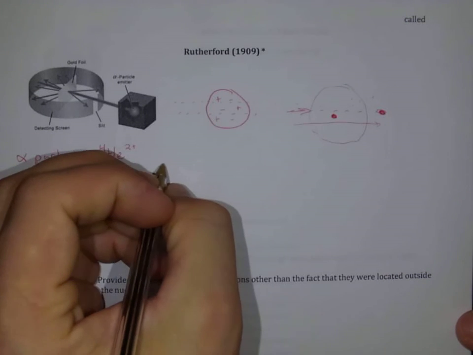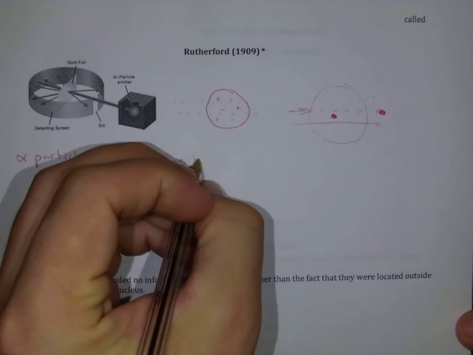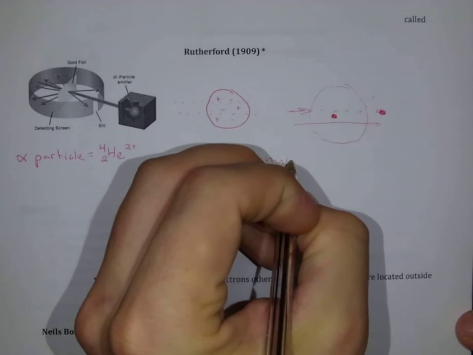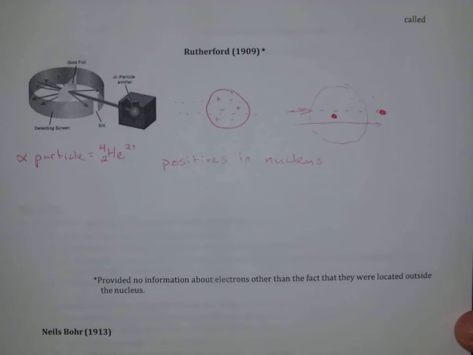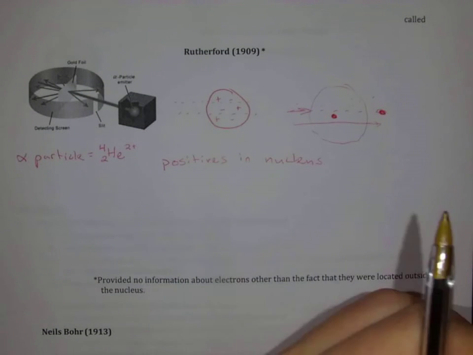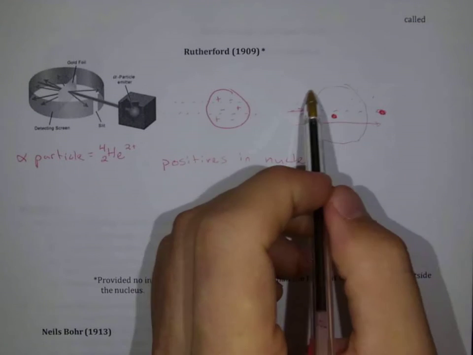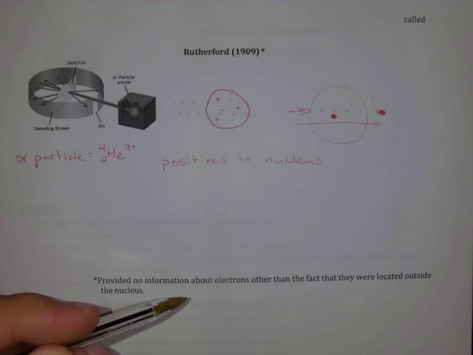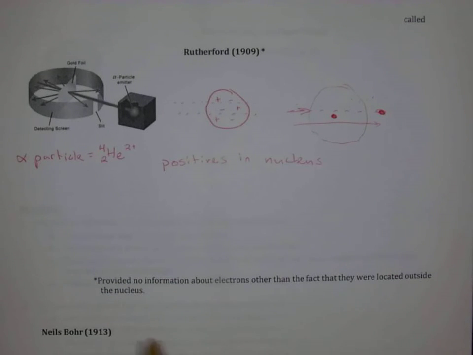So he said that positives are going to be in the nucleus. Okay? So his model then is that we've got a nucleus and a really open other part, and that's what makes up the atom. Okay? But he couldn't figure out any more information about the electrons other than that they were outside of the nucleus. Okay?